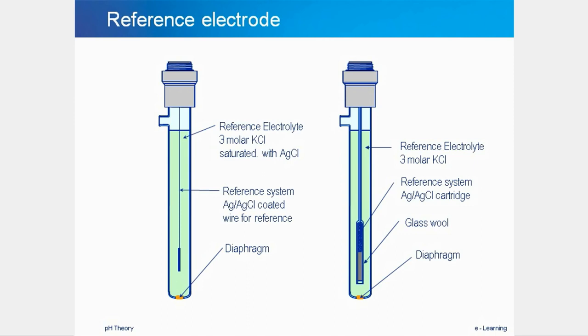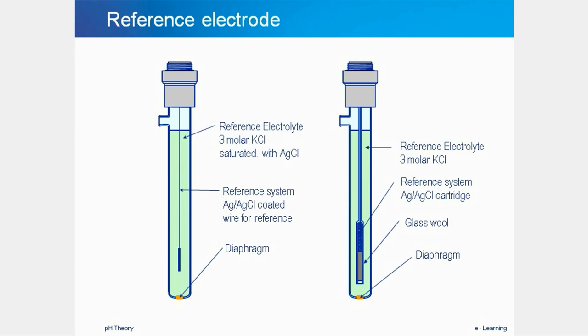The simple way is to use a wire coated with a thin layer of silver and silver chloride. The disadvantage of this system is that the silver ions will go off the wire during measurement, and therefore the solution around the wire has to be saturated with silver ions to make sure that the wire remains coated with silver chloride to make further use possible.